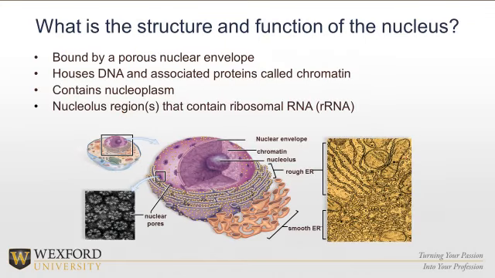So starting off with the nucleus, we already know a bit about the nucleus. We know that it houses DNA, right? It houses DNA and associated proteins called chromatin. And it's bound by that porous nuclear envelope, that nuclear membrane. And porous because it has these holes that ribosomal RNA is going to be going through when it's made. Right? There are those pores. And it has that nucleolus region that contains that ribosomal RNA, that rRNA that I already mentioned.